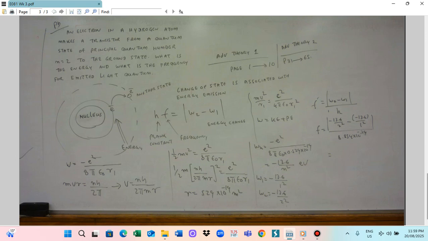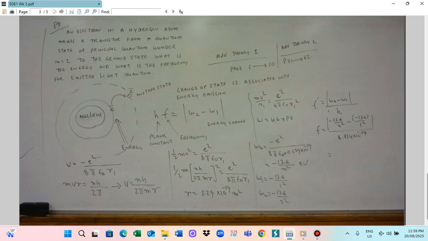So in this problem we need to calculate the frequency. The main equation here is W equal to minus e squared by 8 pi epsilon-0, which gives minus 13.6 by n squared. W1 is minus 13.6 by 1 squared, W2 is minus 13.6 by 2 squared, where n means orbit 1, orbit 2. So W2 minus W1, the value divided by h, gives you the frequency.